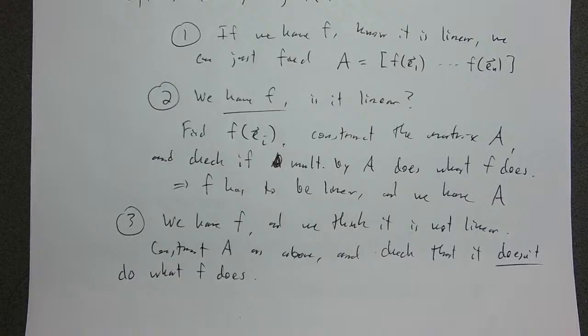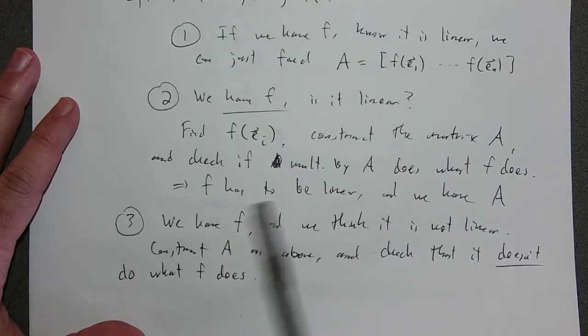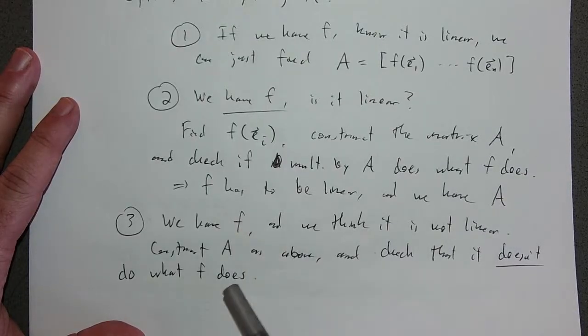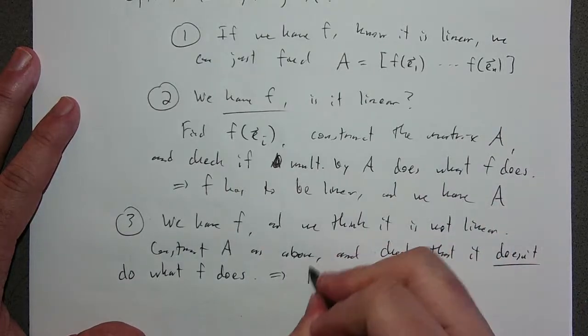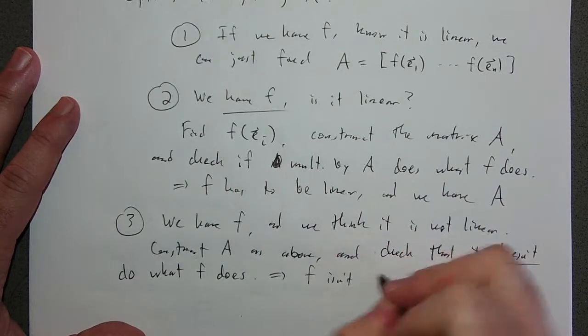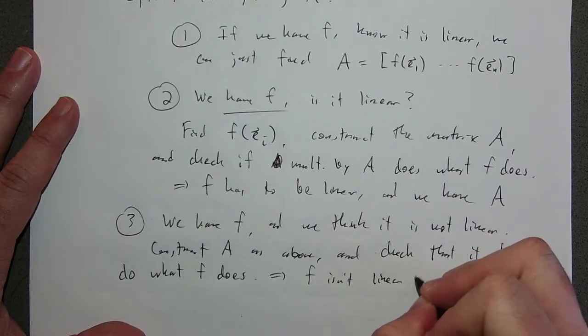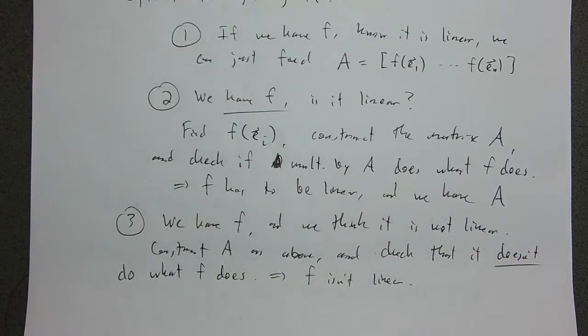Okay. So here, the point is that, again, f is going to be linear if and only if it matches what this matrix A does. If this matrix A that we've constructed doesn't match what f does, then f can't be linear. And if it does, then f is linear. You know, maybe you were wrong and f is in fact linear.